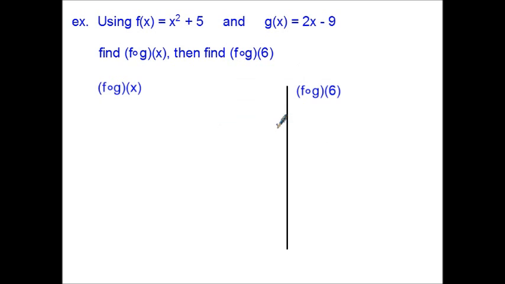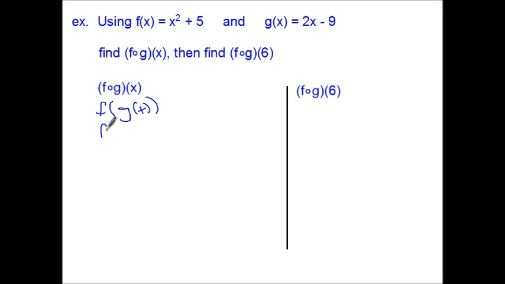Alrighty, so let's put this composition stuff into action a little bit here. If I'm going to put two functions together, I need two functions, and there we are. I've got an f of x and a g of x here. If I want to do the composition first, we'll get to f of g of 6 in a minute. But if I want to do f of g of x, all that really means is I want f of g of x.